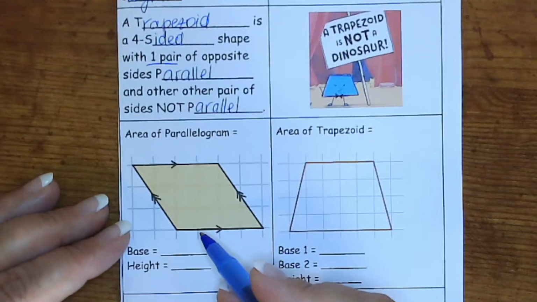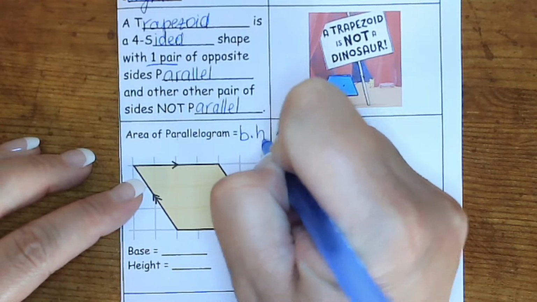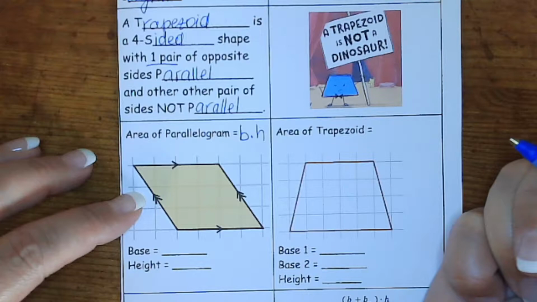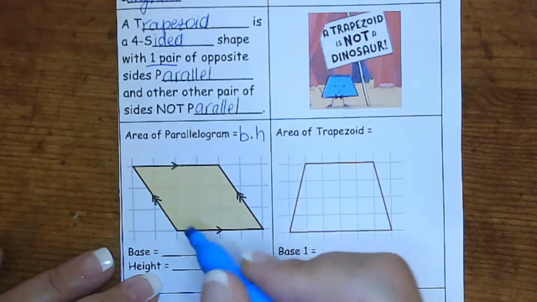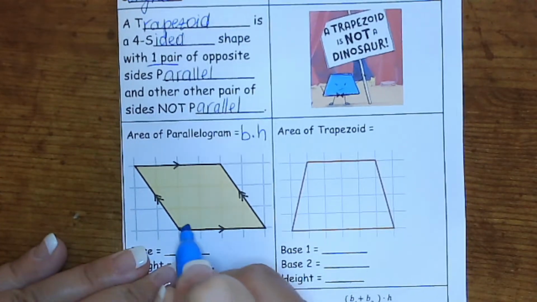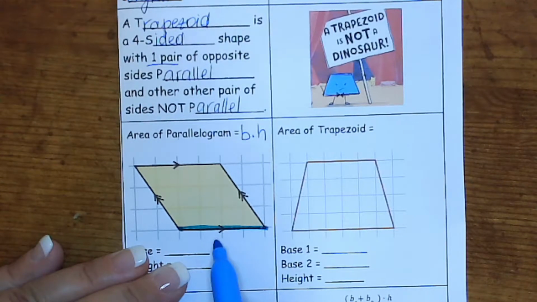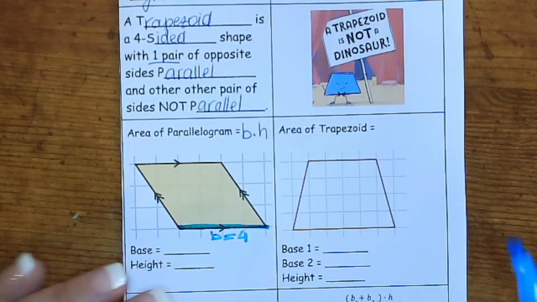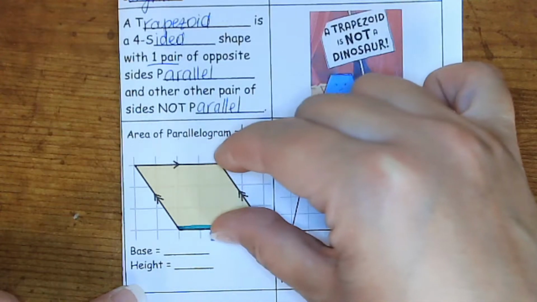So in a parallelogram, the area is base times height. Base is one side of the parallelogram and the height is perpendicular to it. So in this parallelogram, I can use this side to be a base because it's on the grid line and I can count how many units it is. And this base is going to be 1, 2, 3, 4 units. The height is the perpendicular to it, a representation of how tall this parallelogram is.